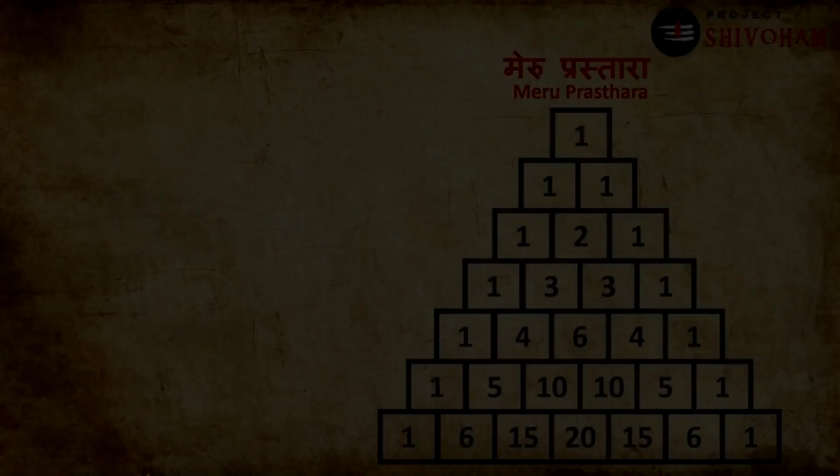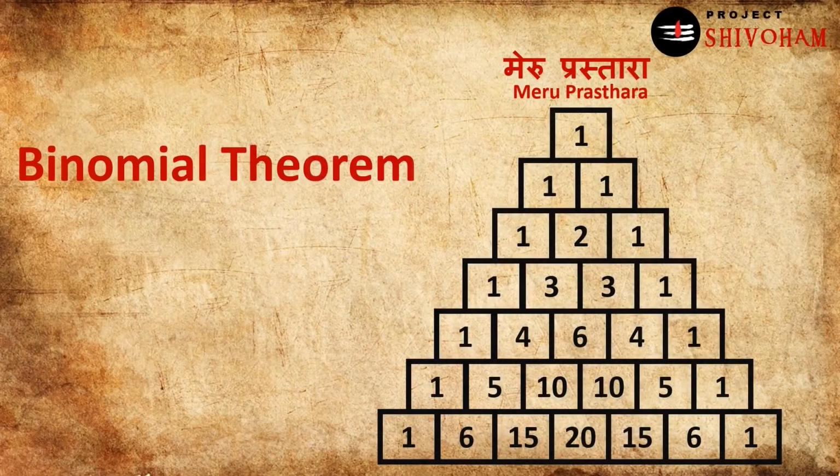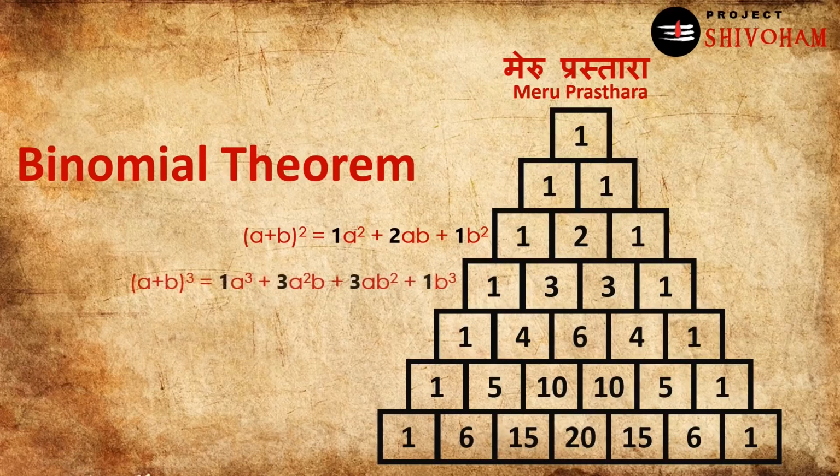Meru Prasthara has a lot of applications in different areas of mathematics. Here is one example, the binomial theorem. Meru Prasthara is nothing but the arrangement of the binomial coefficients. A plus b whole square is equal to a square plus 2ab plus b square. You see the coefficients can be directly read from the table. Same way for a plus b whole cube, and again a plus b to the power of 4. You can directly read the binomial coefficients from the Meru Prasthara.